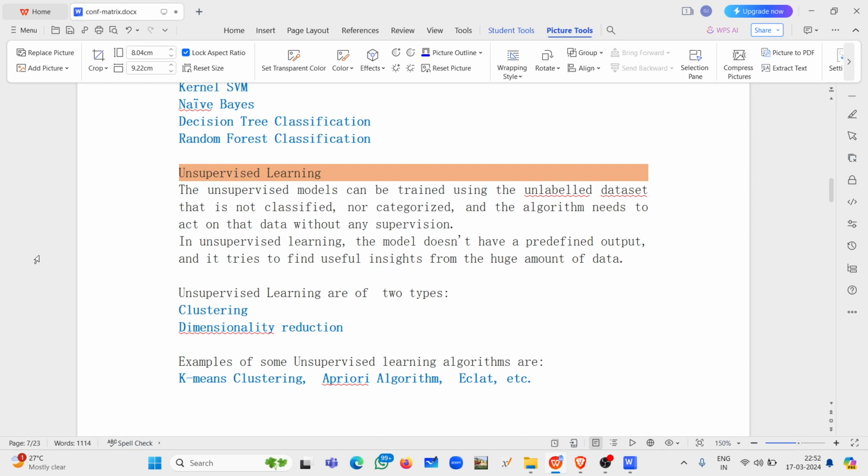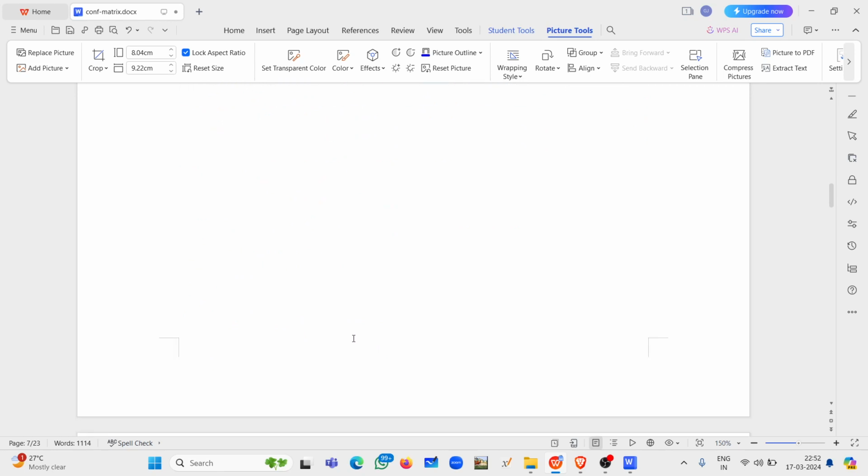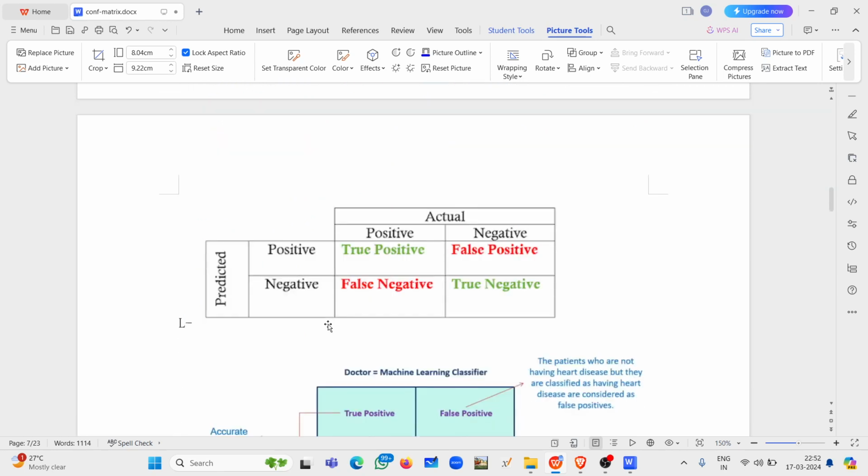For example, some of the unsupervised algorithms are k-means. Previously we talked about k nearest neighbor. Here it is k-means clustering, Apriori algorithm, and so on, and these are the different types. Now it is enough theory.